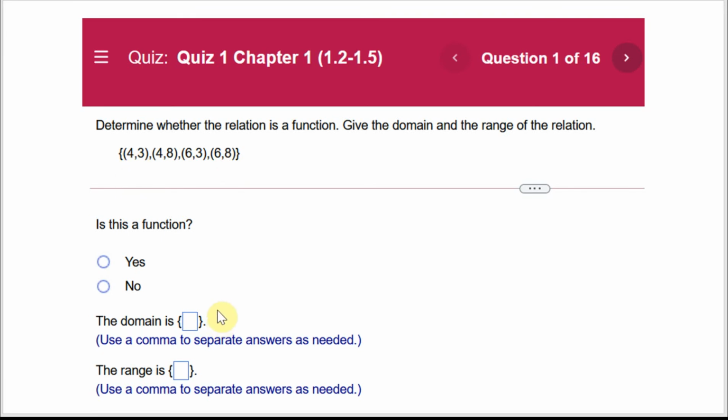And then the domain, what do you say the domain is? 4 and 6, right? Good. And the range? Is it 3 and 8? Yes, sir. Okay, all right. Good.